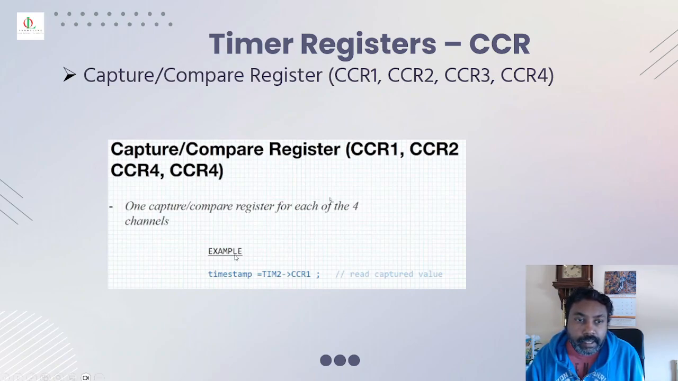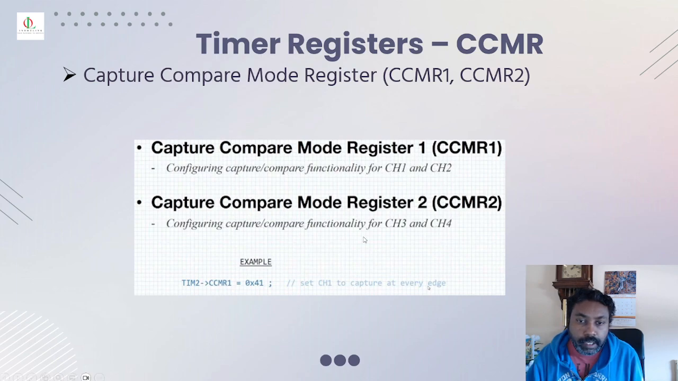This is the capture compare register. There is one capture compare register for each of the 4 channels. So there are 4 channels used. In our example, we will be using CCR1. So this is how to read the captured value. And also there is the capture compare mode register, CCMR1. This is used for configuring either the capture or the compare functionality, and there are 4 different channels. To use CCMR1 to set channel 1 to capture at every edge, you need to write 0x41, and I connected the logic analyzer as well, so you can use channel 1. If you want to use channel 1, that's the value. For other channels, you need to calculate accordingly and get a value and use that in CCMR1.